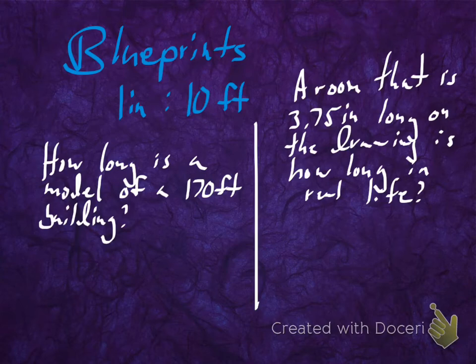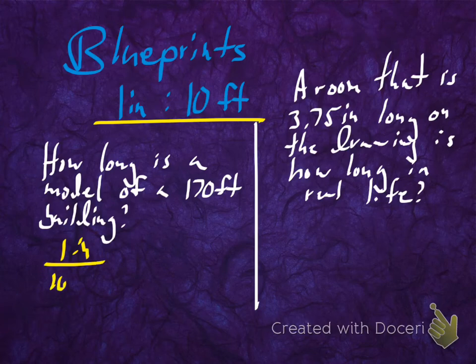Okay, so for both of these, we're going to set up a proportion. We're going to start with the ratio they gave us. So they gave us 1 inch is to 10 feet. Now notice I actually put the units in. So that's how I can keep track of where the inches and feet go. So it's pretty obvious where I'm going to put the 170 now.